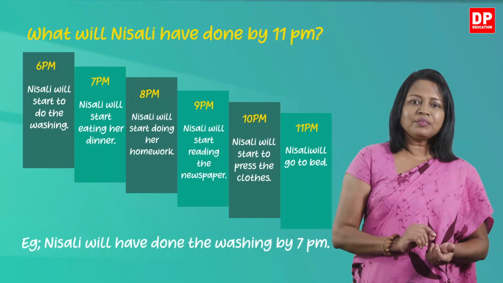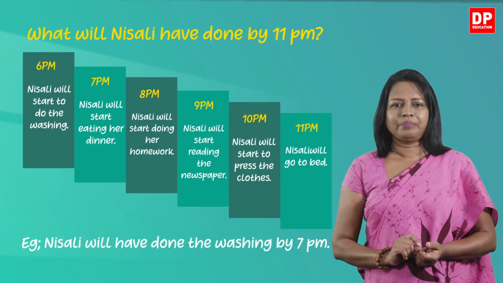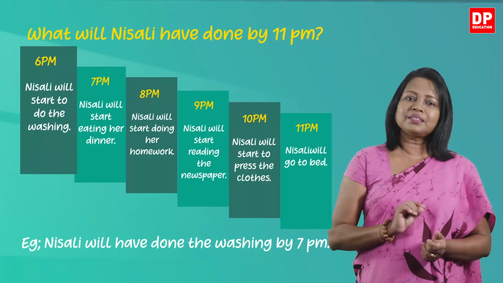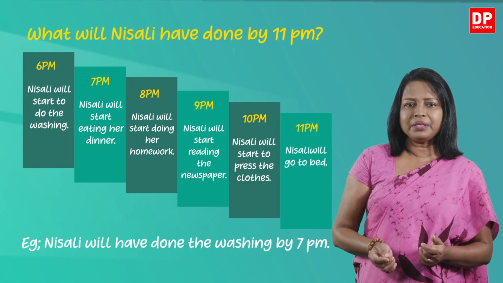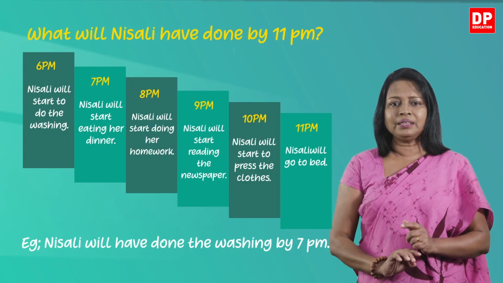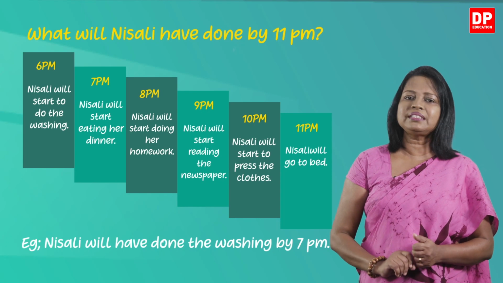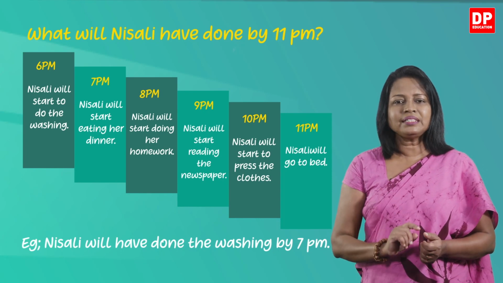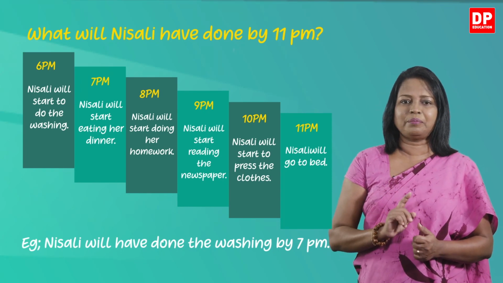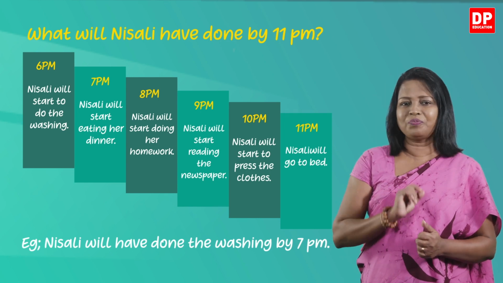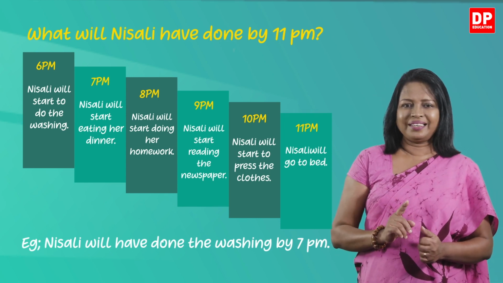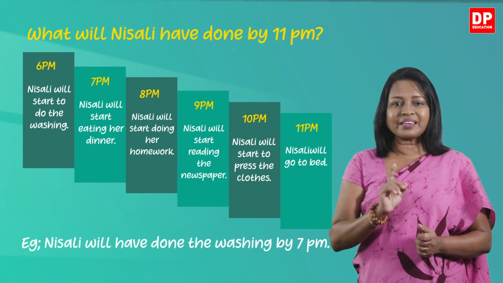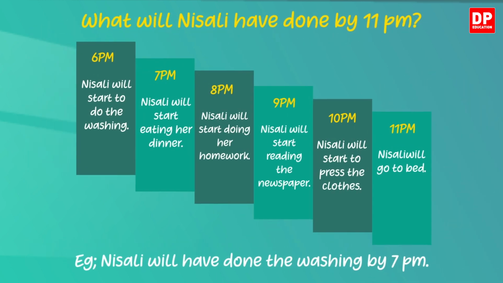Nisali will have done the washing by 7 p.m. At 6 p.m. Nisali does the washing. So by 7 p.m. she will have done the washing, but she will not have eaten her dinner. She will have eaten her dinner by 8 p.m. but she will not have done her homework by then. Okay, you can pause the video and write the sentences now.